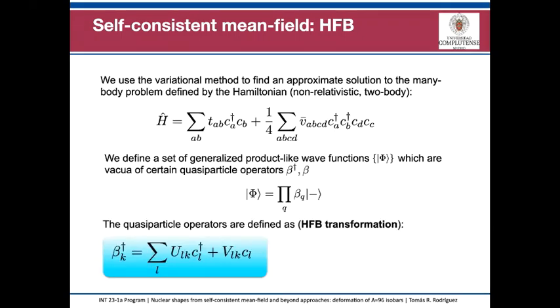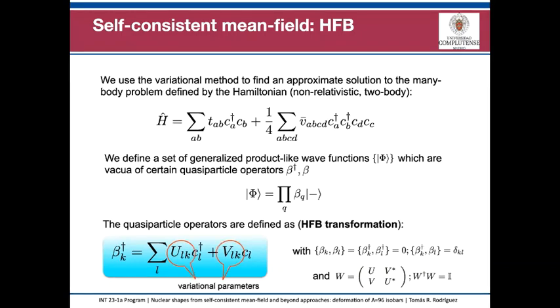These quasi-particle operators are just the most general linear transformation between creation and annihilation operators. Obviously these quasi-particle operators are also fermions, and our variational parameters now are these U and V coefficients of this linear transformation. So this is how we apply the variational principle to solve this Hamiltonian using this simple form of the trial wave function, or variational space.